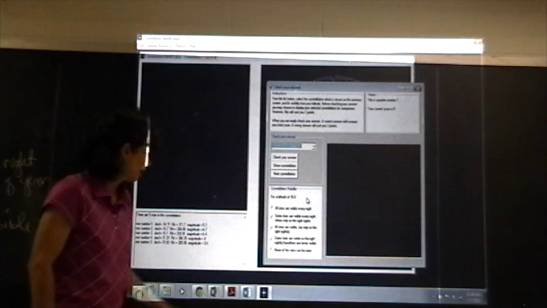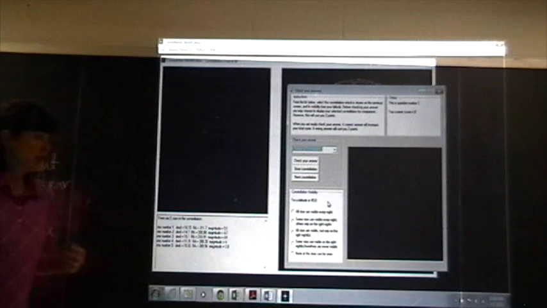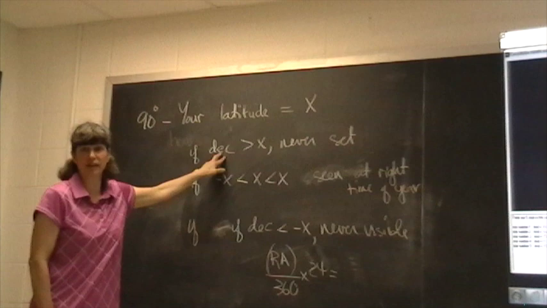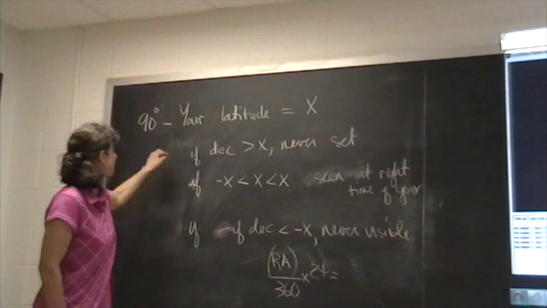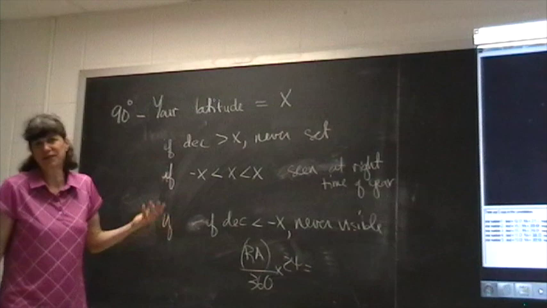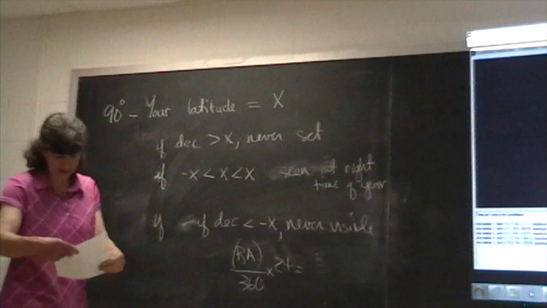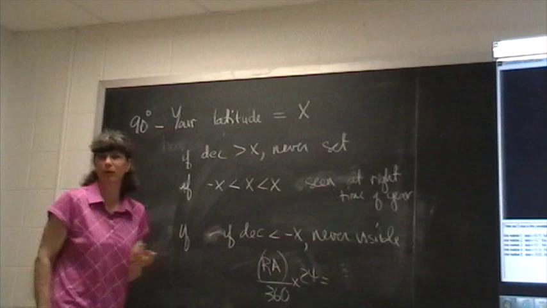Of these four options, here's how you make that determination. The visibility of the stars is determined by their declination. And to determine whether the stars are visible or not, what you need to do is subtract your latitude from 90 degrees. If it's 45 degrees, then X would be 45. If it's Vermilion's latitude of 42.7, then X would be 47.3.